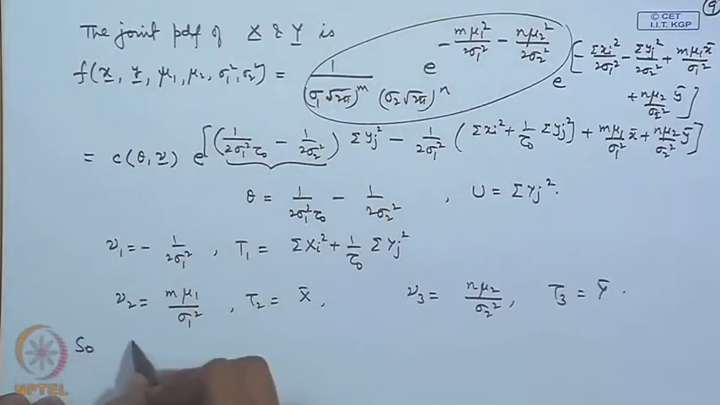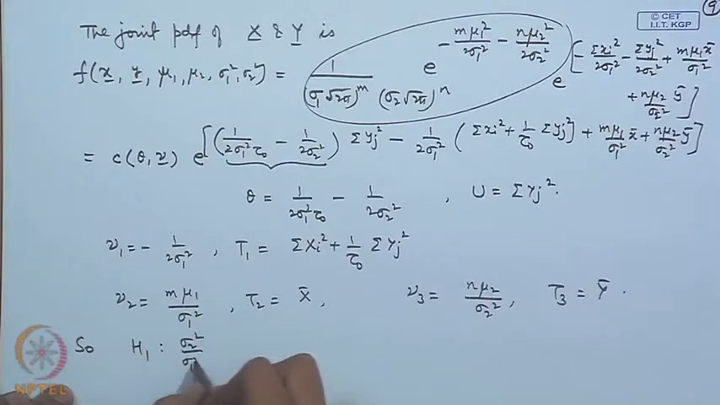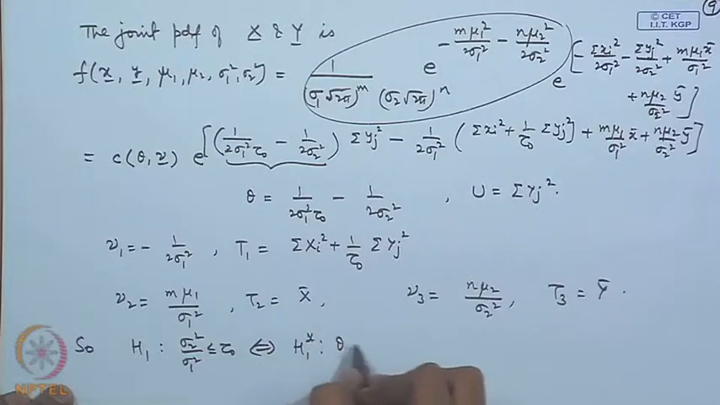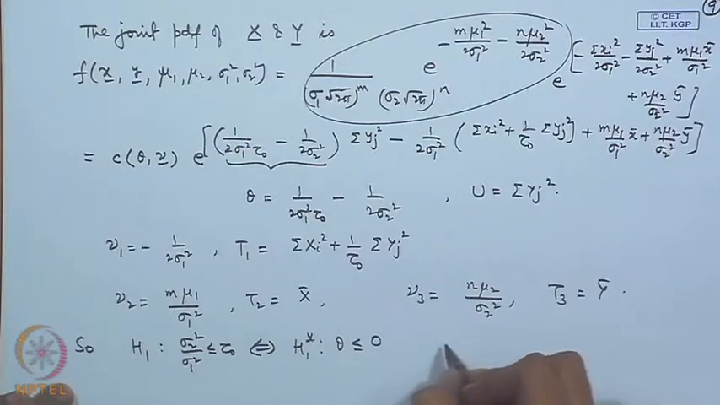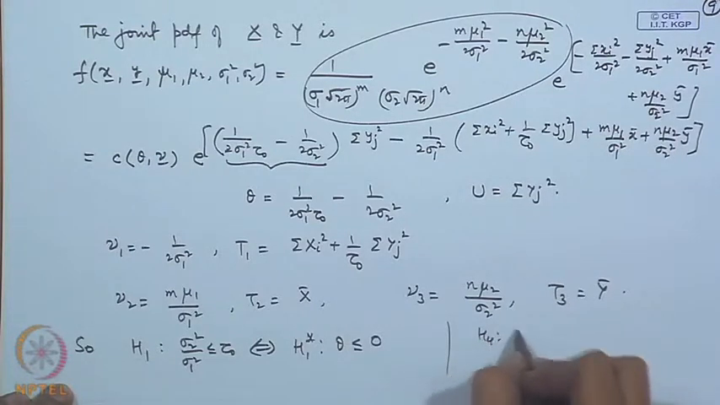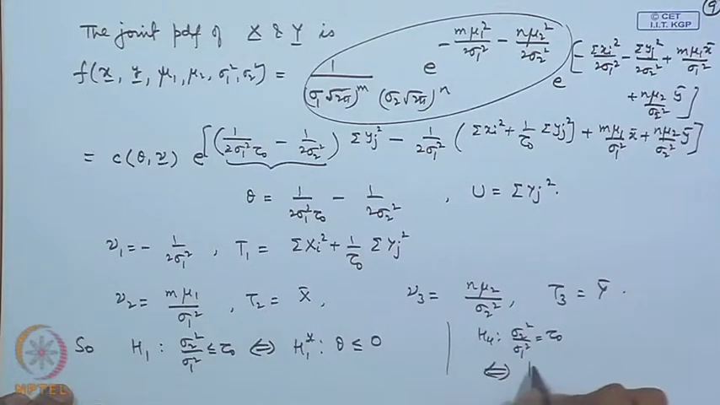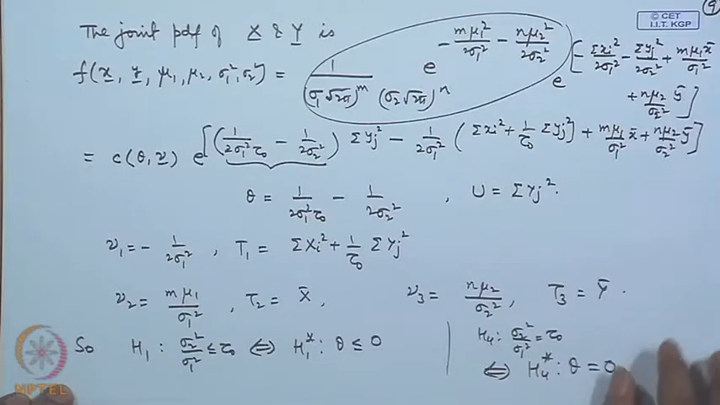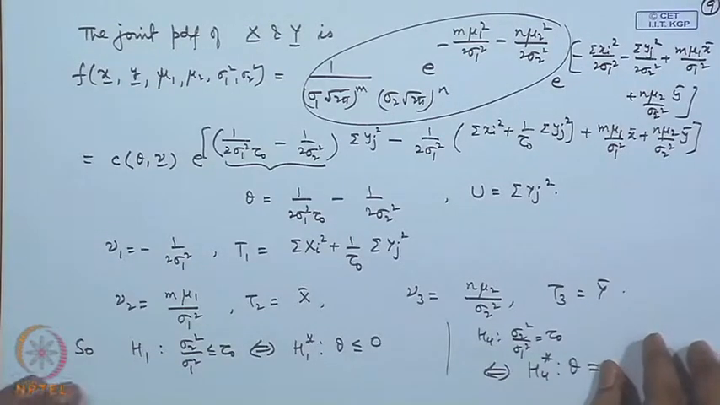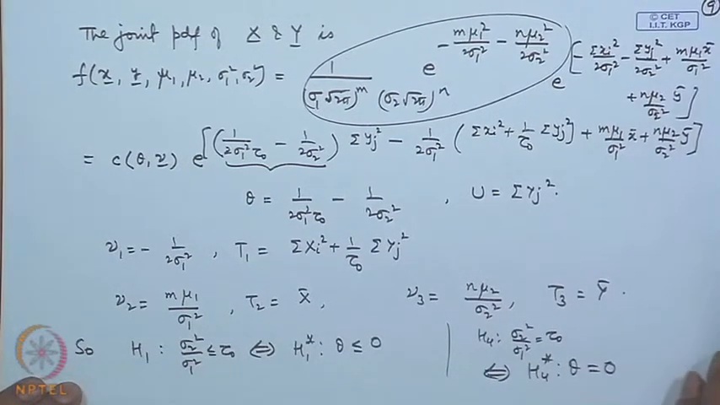So, H 1, sigma 2 square by sigma 1 square less than or equal to tau naught, is equivalent to H 1 star, theta less than or equal to 0. And similarly, H 4, that is sigma 2 square by sigma 1 square equal to tau naught, is equivalent to H 4 star, theta equal to 0. So, we can derive the UMP unbiased tests.